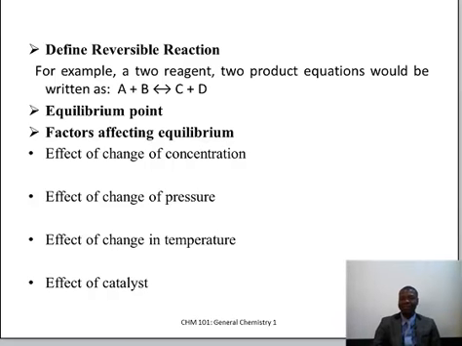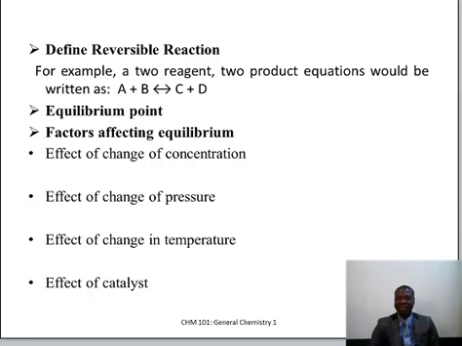To increase the yield of ammonia, the concentration of N2, or preferably H2, should be increased in the synthesis of ammonia. The effect of pressure: reactions which proceed with a decrease in volume are favored by high pressure.